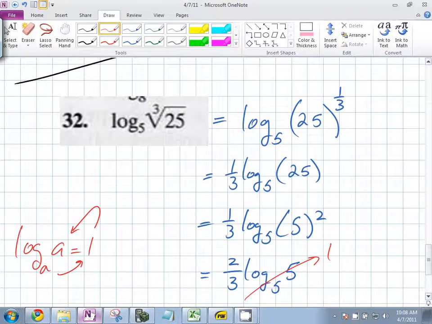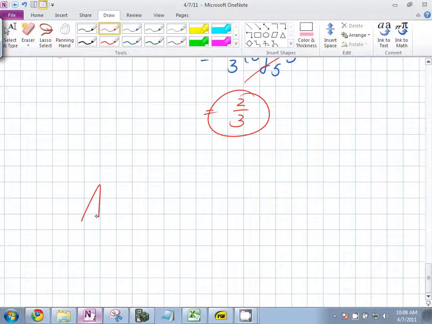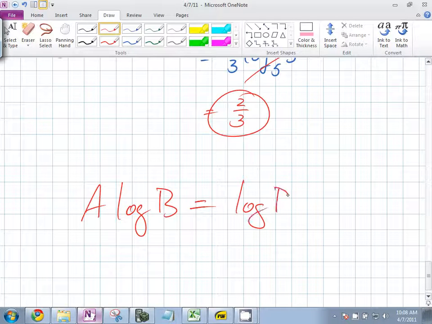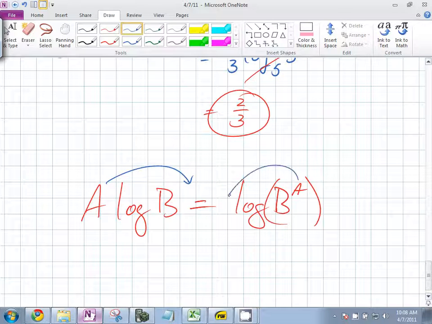One of the log rules is this: a log of b is equal to log of b to the a power. You can move that a either place. You can move it up, or you can move it down. They're the same.